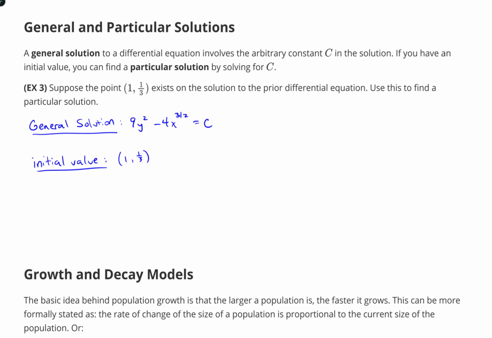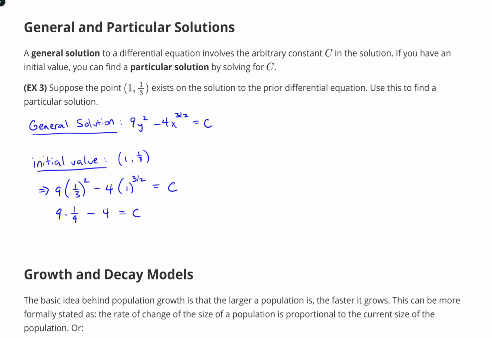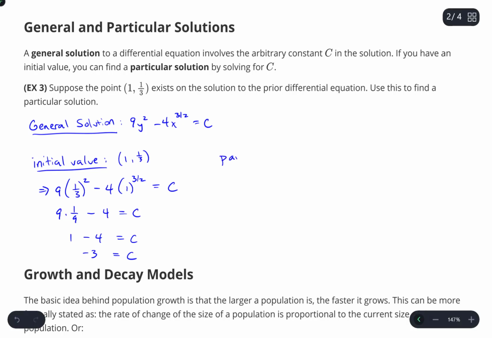When we plug these into the general solution, we would get 9 times the value 1/3 squared, because y is 1/3, minus 4 times 1 to the 3 halves power equals the constant c. So this is effectively 9 times 1/9 minus 4, since 1 times anything is just itself, equals c. 9 times a ninth is just 1, and 1 minus 4 is going to be -3. So what we found is the one particular curve of this general solution that happens to pass through the point 1, 1/3.